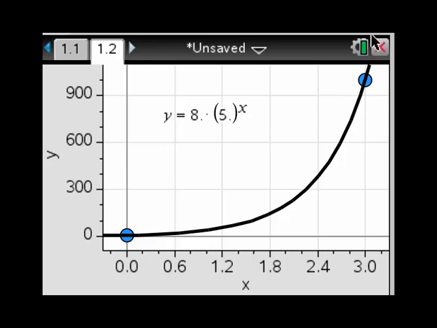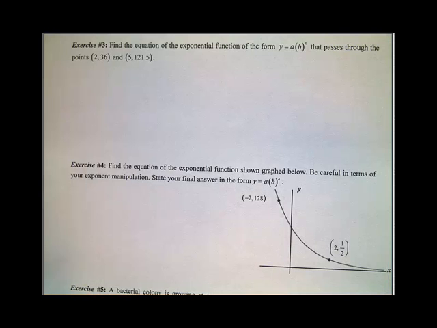And that's what we're going to do on exercise 3. So exercise 3 says, find the equation of the exponential function of the form y equals a times b to the x that passes through the points (2, 36) and (5, 121.5). Well, those just look like giant numbers and there's a decimal. So we're going to use our calculator.